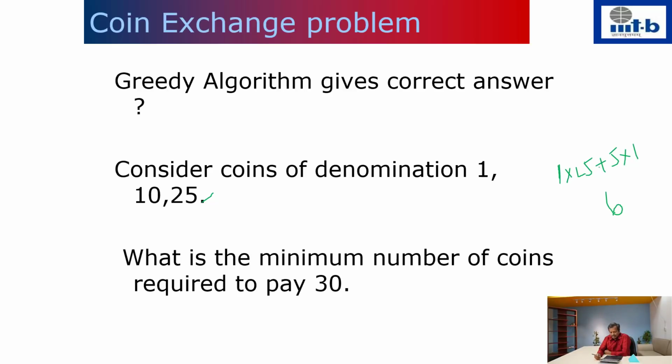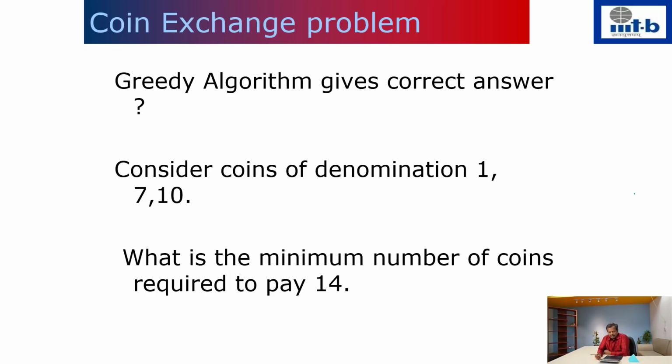But what is the optimum? Instead of picking the maximum denomination coin, we can pay using the coin of denomination 10. So you can pay for 30 using 3 coins of value 10. So greedy uses 6 coins, but the optimum actually uses only 3 coins.